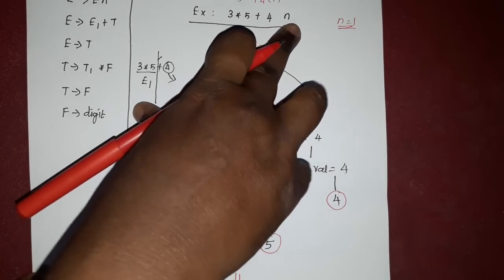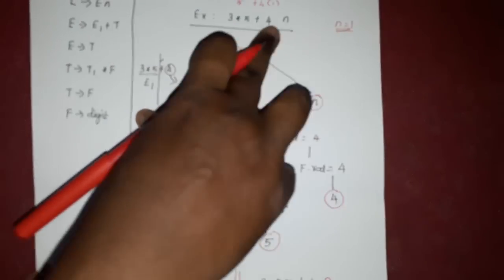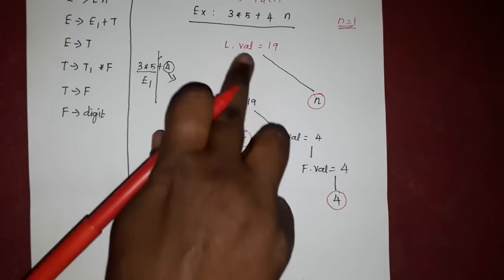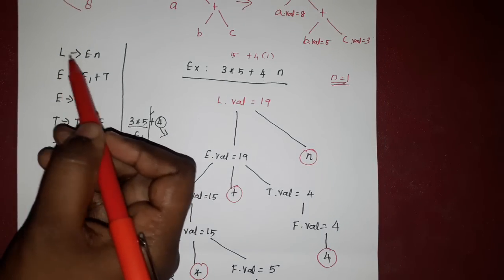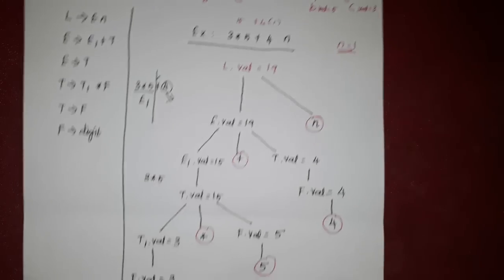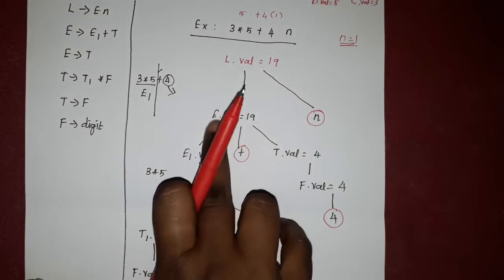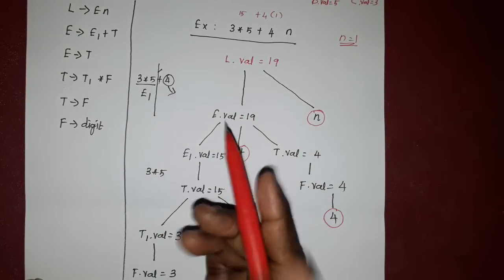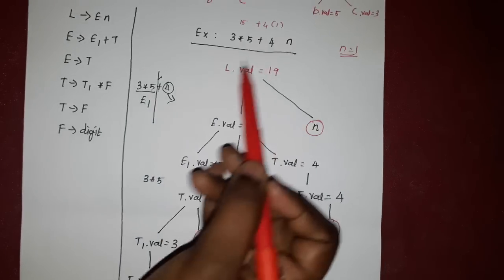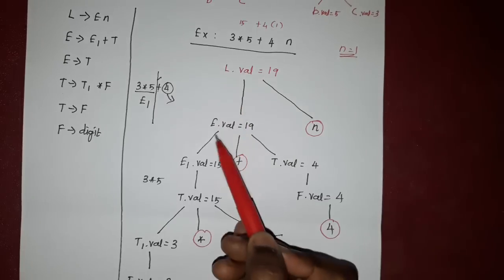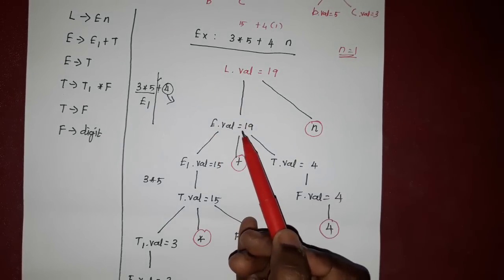For it we have to put 1 for n. So L dot value is equal to 9. It can be split up into 2 because the grammar symbol L can be split up into En. So this will be split up into 2: one is E, the second one is n. We have to write dot value because this is the annotated parse tree. And 3 star 5 is 15, plus 4 is 19. So we can write E dot value is equal to 19.